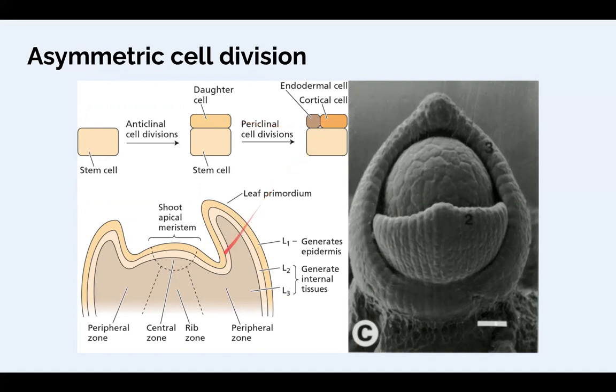And that means that some of these cells stay as stem cells. So they add new cells below them, and that in turn pushes them up. So a lot of these cells are always at the growing tip of the plant.